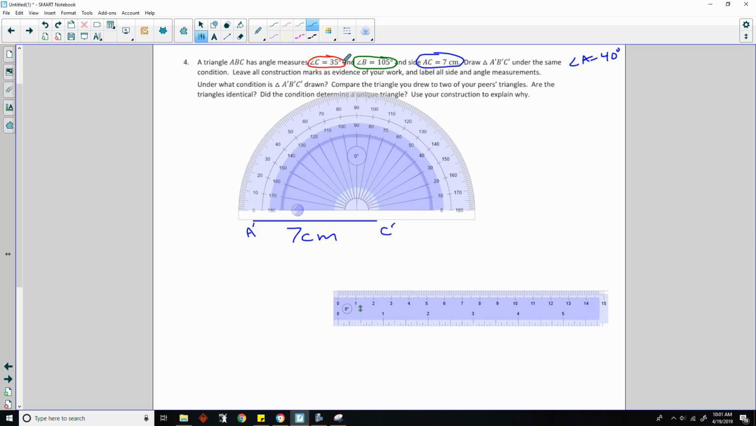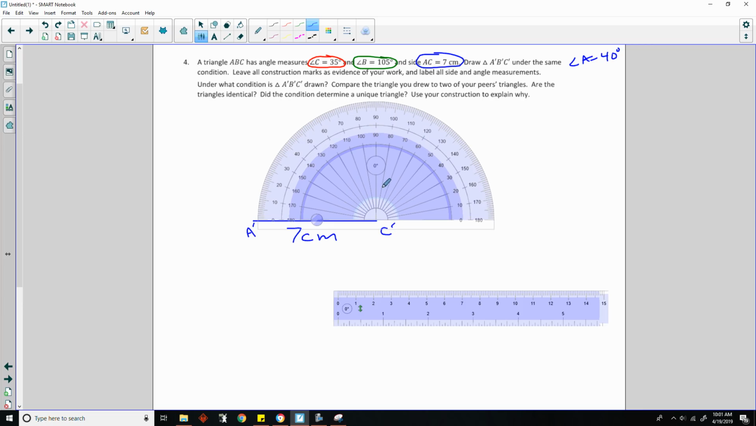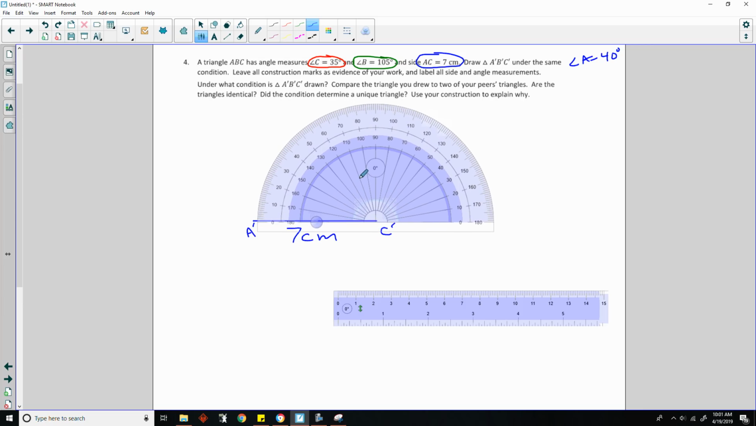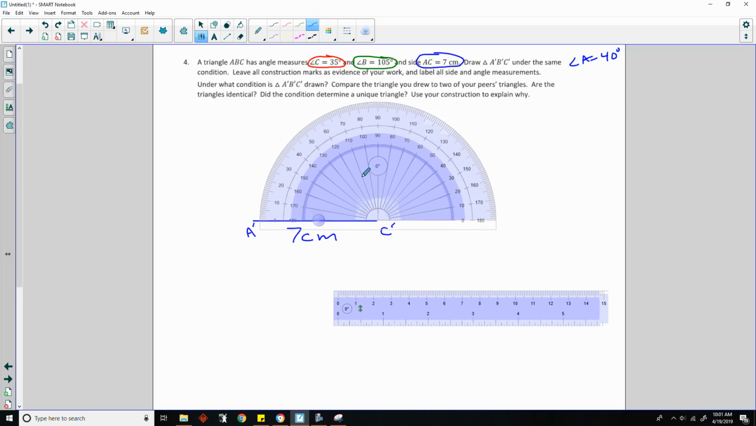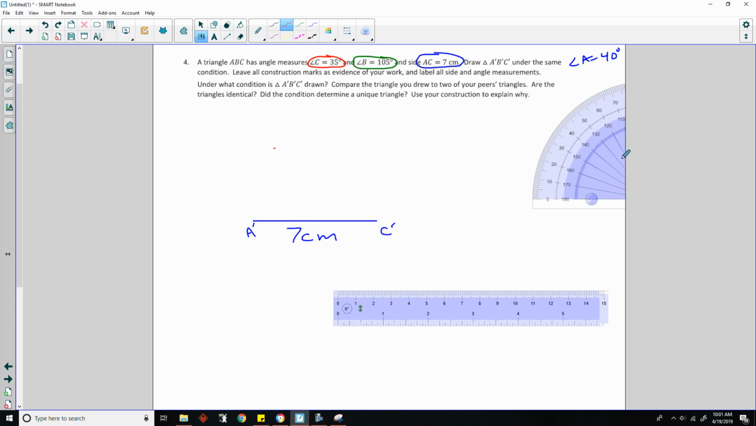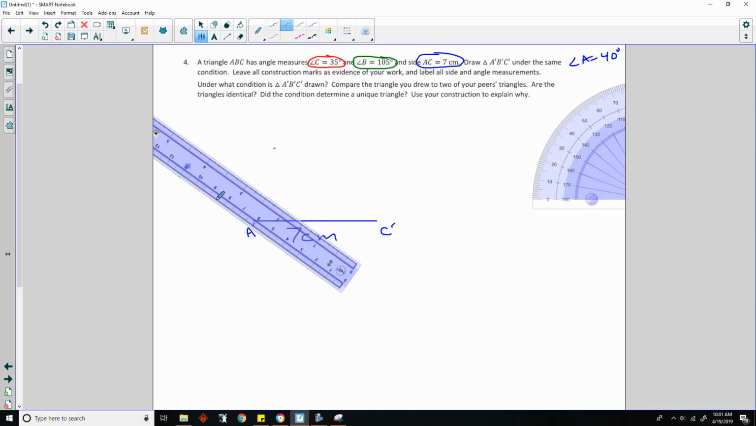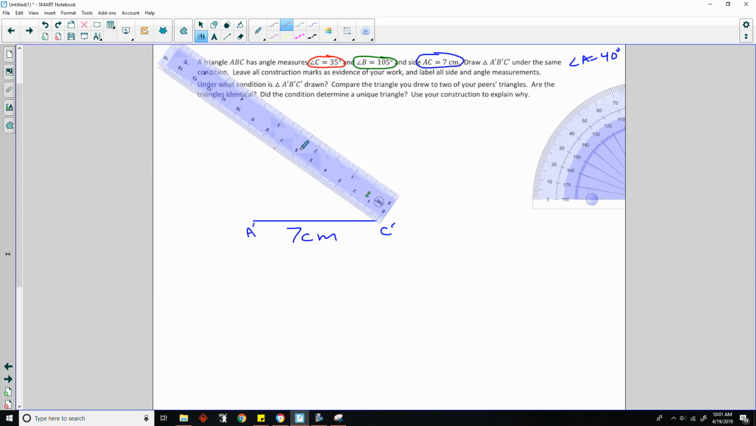Now I want to do angle C, which is 35 degrees. So I put my protractor as closely as possible to the point C prime, which looks like about right there. Okay, I want the angle 35 degrees at C. So 35 is right here. Move my protractor, bring my ruler around, and put my ruler right at 0.